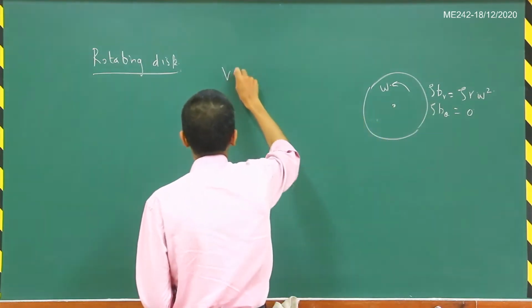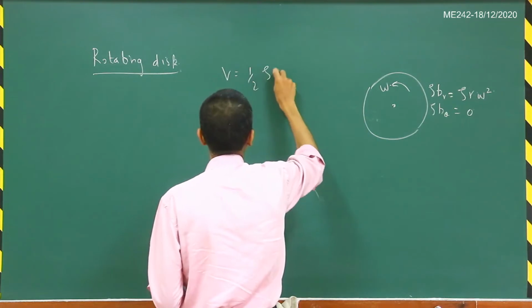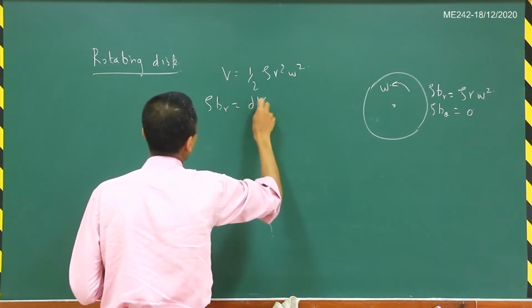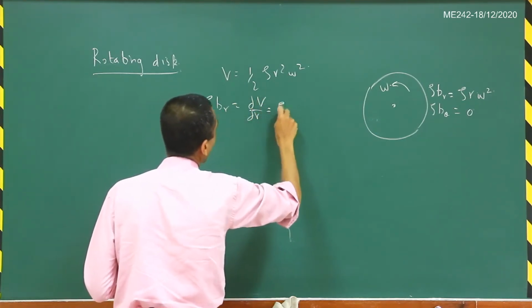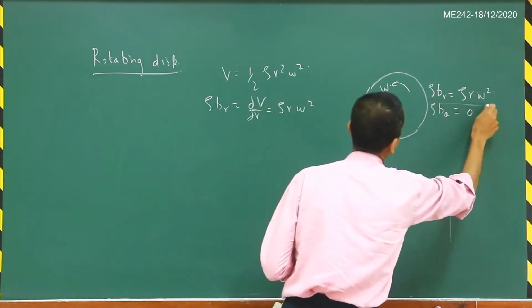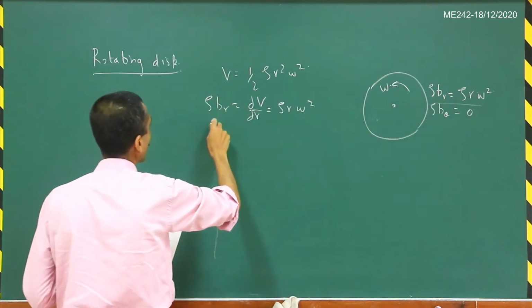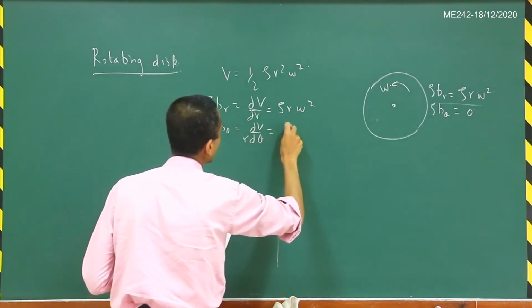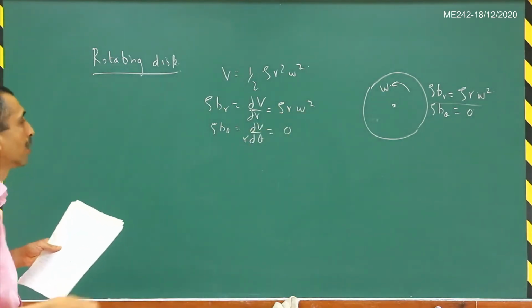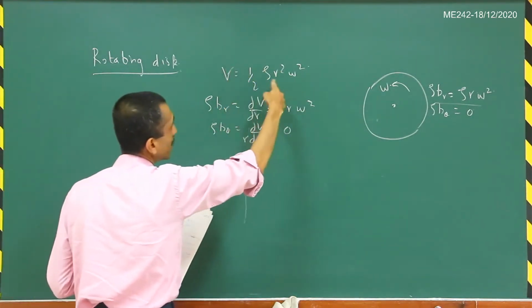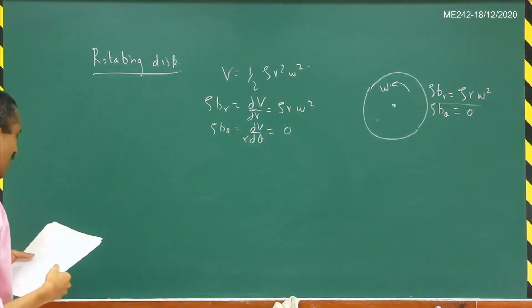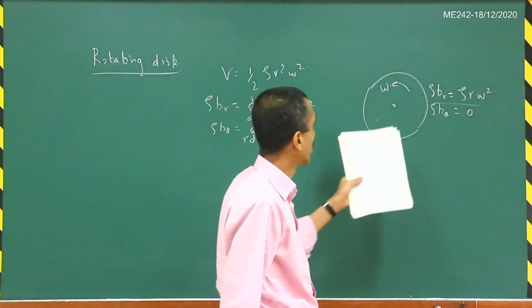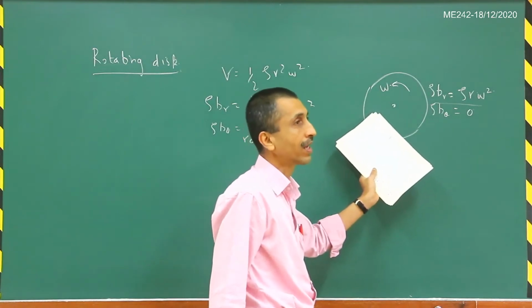So this V is equal to half of rho r squared omega squared. We can see that rho times b_r is equal to del V by del r, which is rho r omega squared, the same as the body force we are writing. Then rho times b theta is equal to del V by r del theta, which is equal to 0. So that is exactly the body force. This is the potential corresponding to the body force, and we will use it now in the Airy stress formulation to get the solution for this spinning disk problem under plane stress conditions.